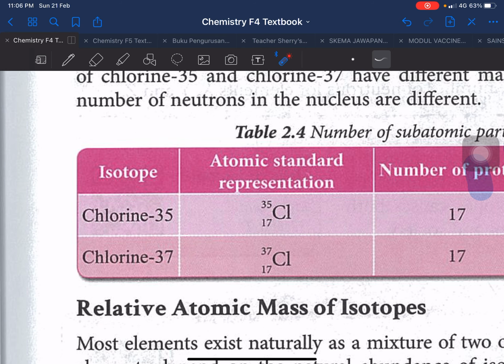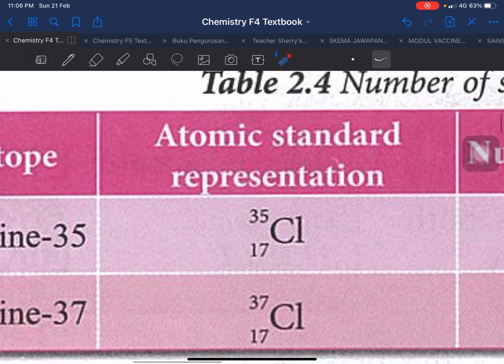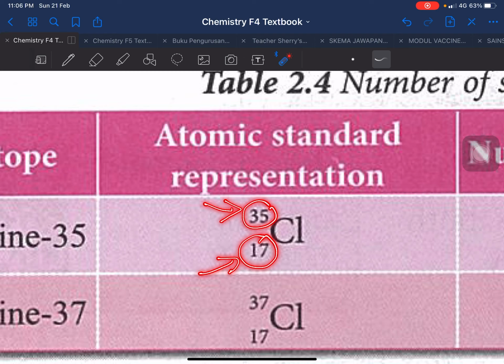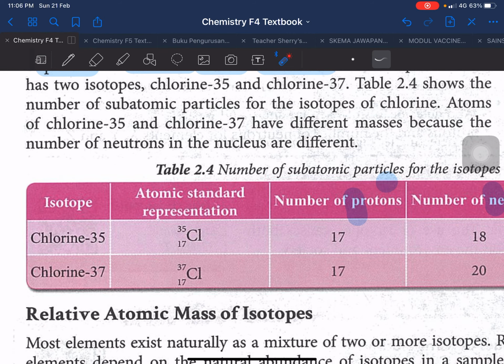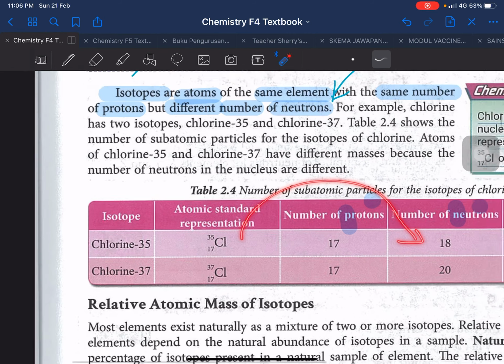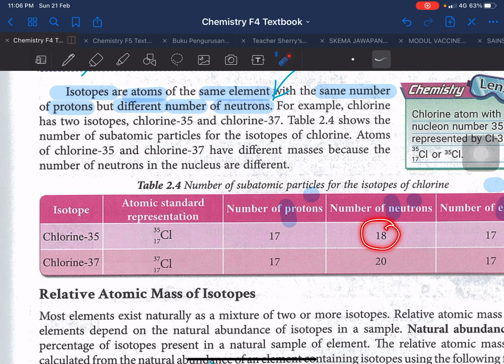Okay, so let's look at the atomic standard representation. I hope you still remember. This is the symbol for chlorine. The upper number is the nucleon number and the lower number is the proton number. If you are required to find the neutron number, just subtract. So 35 minus 17 is 18. Number of neutrons is 18.